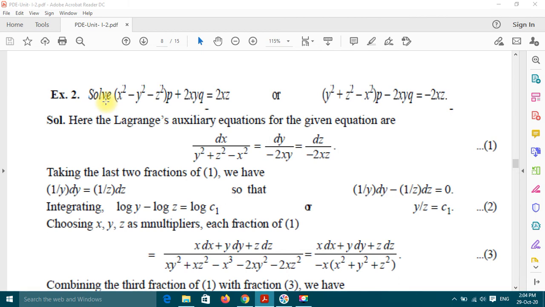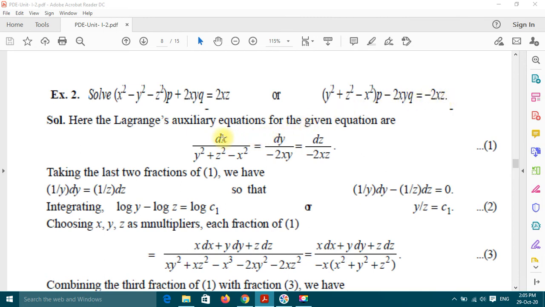Now our another problem is (x square minus y square minus z square) p plus 2xy q is equal to 2xz. Okay. We compare this differential equation with Pp plus Qq is equal to R. We get capital P is x square minus y square minus z square, capital Q is 2xy, and capital R is 2xz. Or we may write this expression multiplying with negative sign, then this becomes (y square plus z square minus x square) p minus 2xy q is equal to minus 2xz.